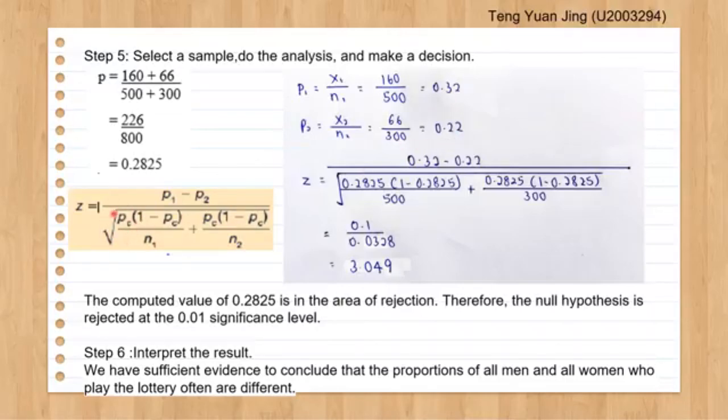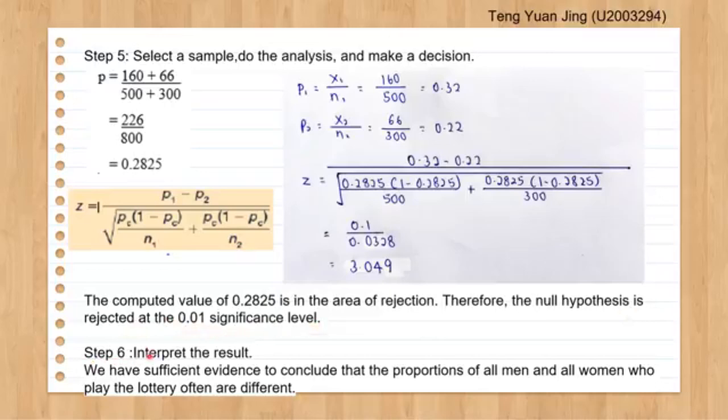PC, we already got the value, which is 0.2825. N1 is the number of men in the sample, which is 500. And N2 is the number of women in the sample, which is 300. And we substitute this information into the formula and get the Z value, which is 3.049. So the computed value is in the area of rejection. Therefore, the null hypothesis is rejected at the 0.01 significance level.